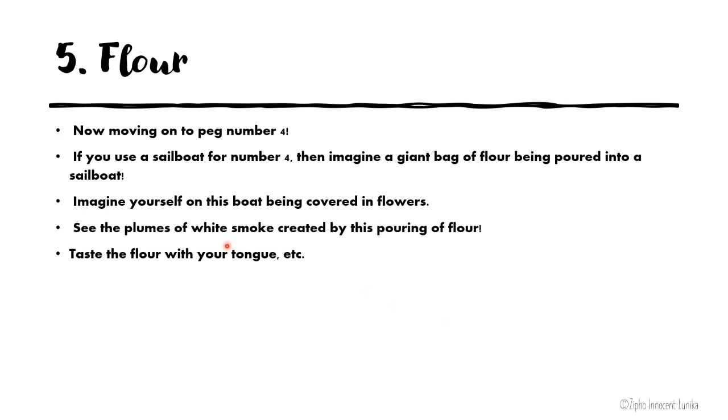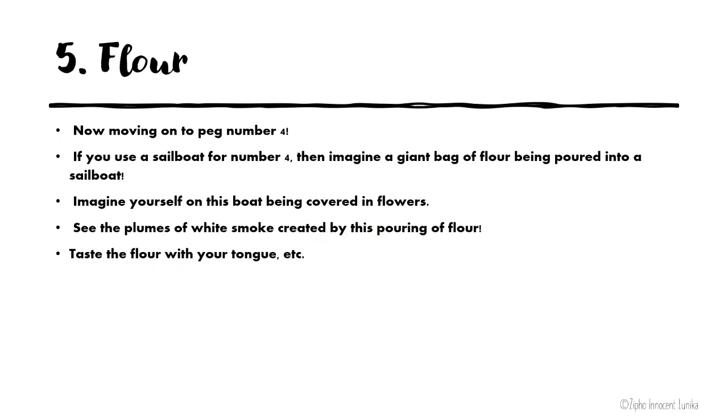So number 5 is flour. So we'll be using peg number 4. For peg number 4, you could have used a chair, you could have used a sailboat. So let's say you use a sailboat. Use a sailboat for number 4, then imagine a giant bag of flour being poured on a sailboat. Imagine yourself on the sailboat being covered in flour. See the plumes of white smoke created by the flour. You might taste the flour on your tongue.